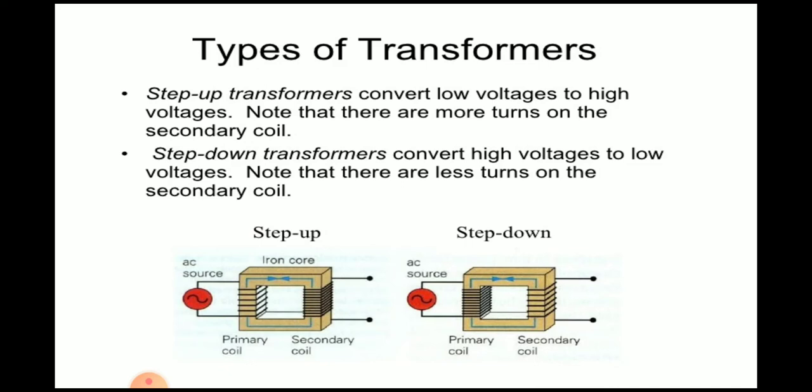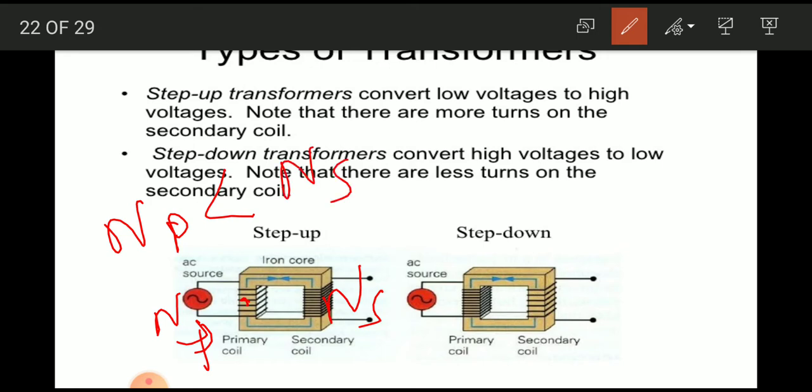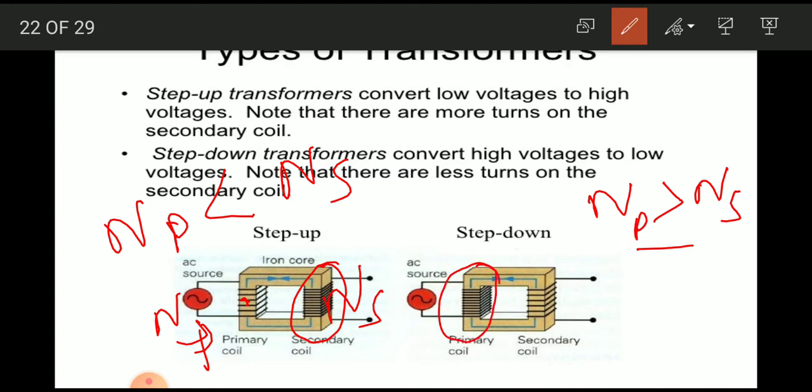Types of transformer. A step up transformer converts low voltage to high voltage. Note that there are more turns on the secondary coil. This is the secondary coil. This is the primary coil. So for step up, the number of primary turns is less than the number of secondary turns, and for step down, the number of primary turns is greater than the number of secondary turns. A step down transformer converts high voltage to low voltage. Note that there are fewer turns on the secondary. Here the number of turns is greater on the secondary, so it is called step up. Here the number of turns is greater in the primary coil, so it is called a step down transformer.